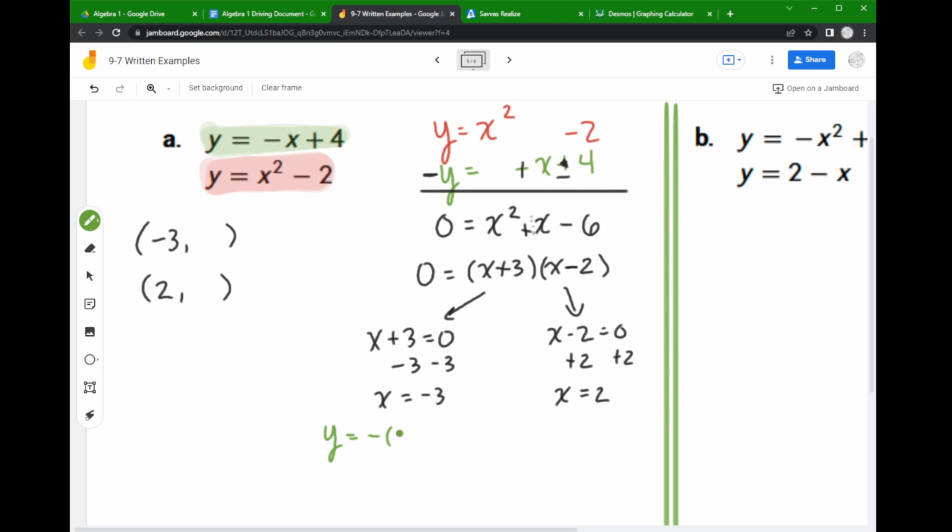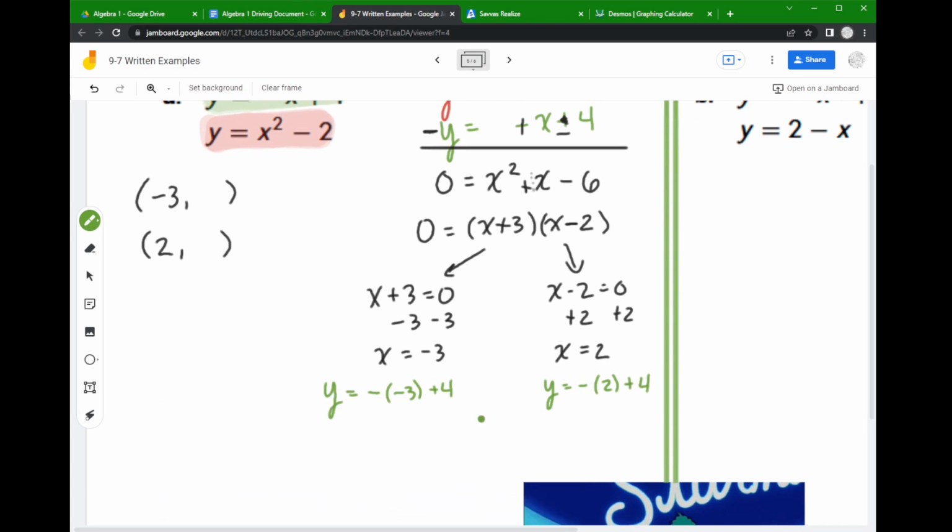So I have y equals negative x plus 4, so negative (negative 3) plus 4. And here y equals negative x plus 4, so y equals negative 2 plus 4. And we're going to solve these nice little equations. So negative negative 3 is a positive 3, and 3 plus 4 is 7. I'm going to fill that in because I just replaced that in the negative 3 equation, so I'm going to put that 7 right there. Now here, y equals negative 2 plus 4, so I could just drop those parentheses. And negative 2 plus 4 is a positive 2.